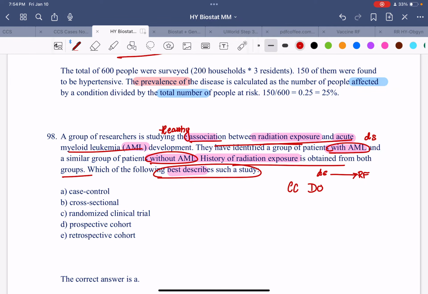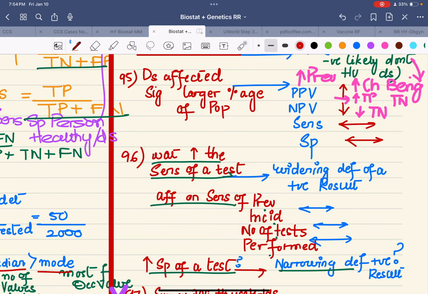A group of researchers is studying the association between radiation exposure and AML. They have identified a group of patients with AML and a similar group of patients without AML, right? So there are some people who have the disease, some people who don't have the disease. We have cases and controls, and from them we are going to look at a history of radiation exposure in the past. This type of study is best described as a case control study, because we are going from the disease to the risk factor, and we remember the mnemonic CCDO.